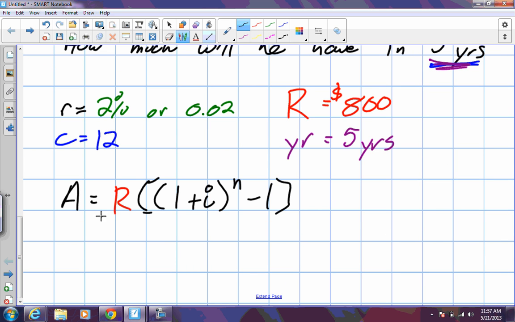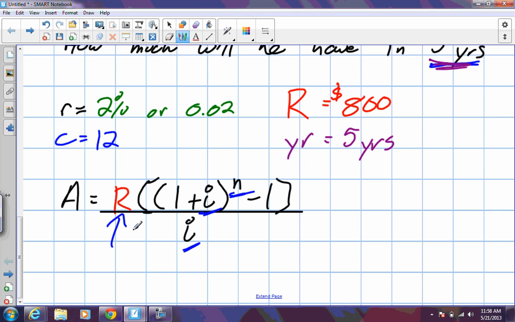Divided by I again. So let's look at the information we've gathered. I don't have an I or an N. The only thing I do have is the regular payments. We actually have to calculate I and N from this information.